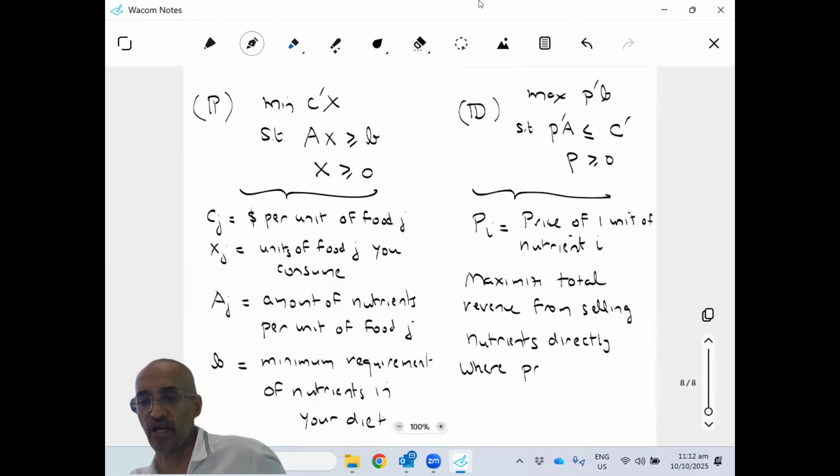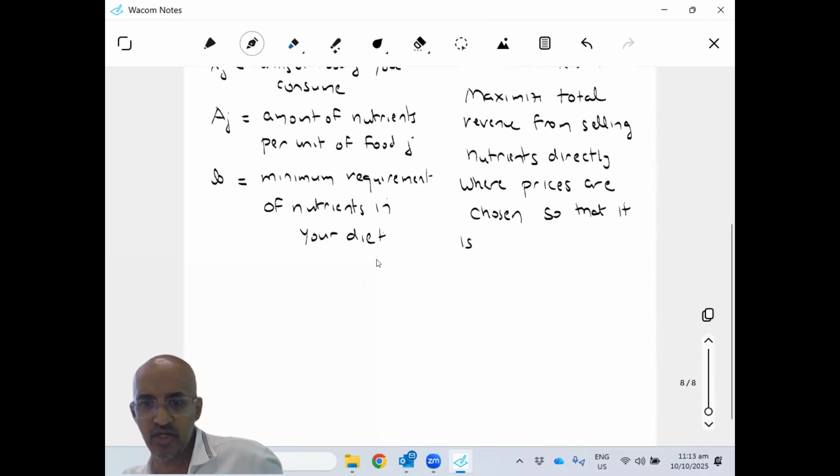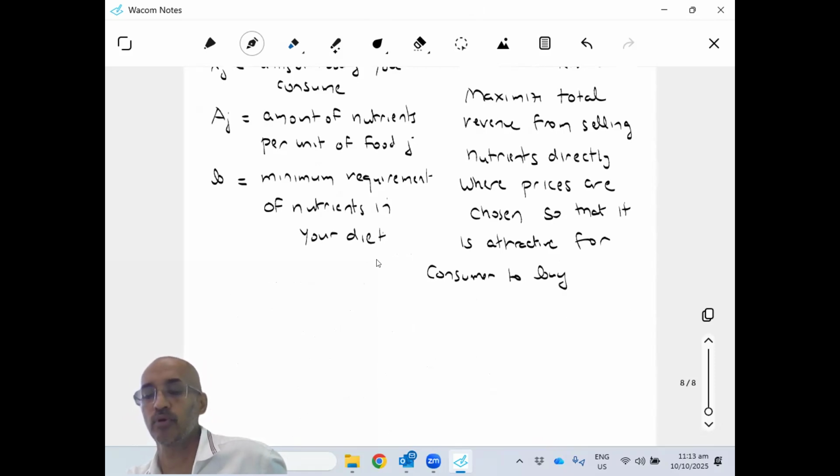Prices have to be non-negative clearly. So this constraint tells you what? That it is attractive for the consumer to buy directly from the nutrient market.